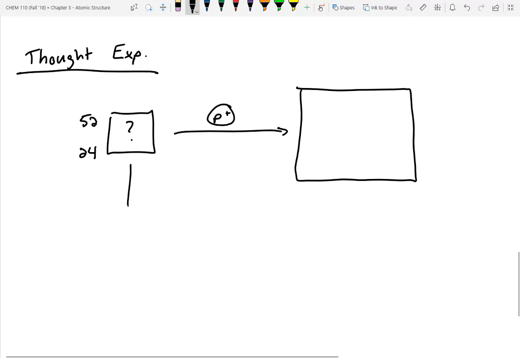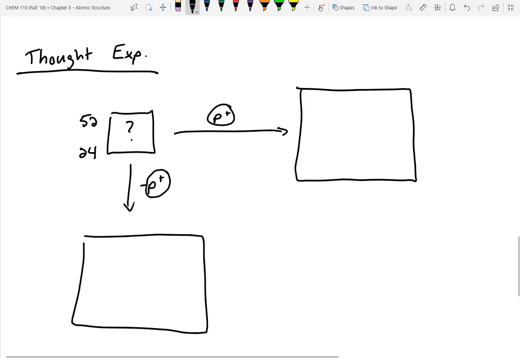And then down here, we can imagine, what if we removed a proton? What would that become? So this is adding a proton, going horizontal, removing a proton, going down.